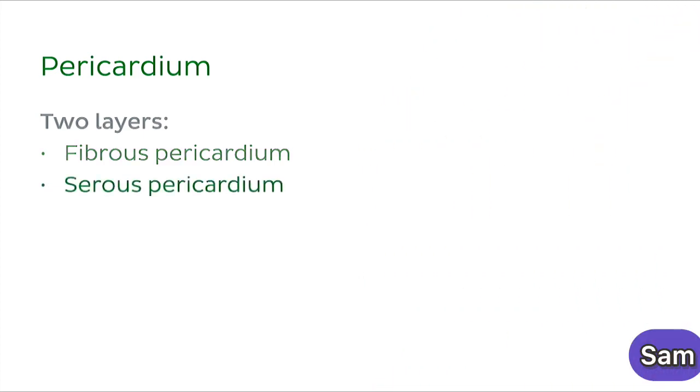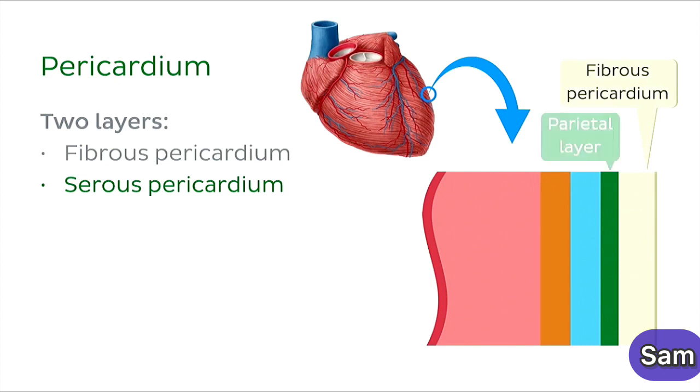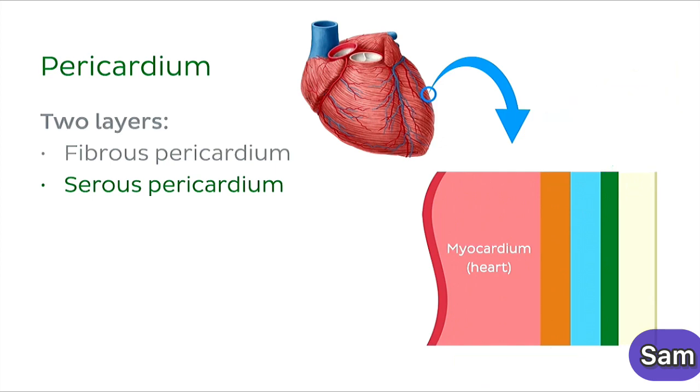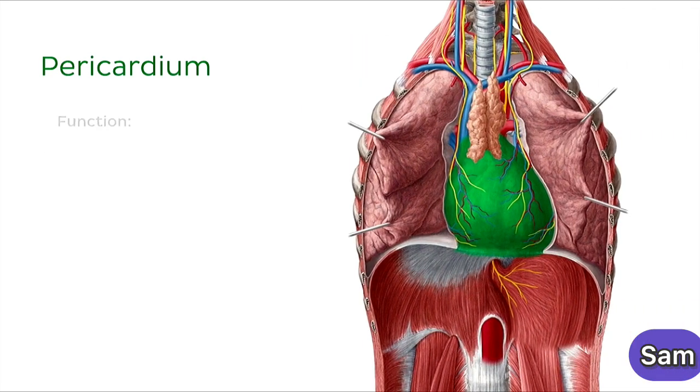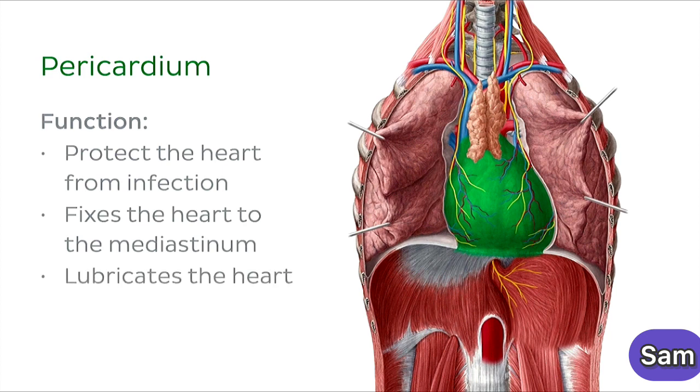Next, we have the serous pericardium, which can actually be divided into two parts. On the inner surface of the fibrous pericardium, we have the parietal layer of the serous pericardium, and adhered directly onto the heart is the visceral layer of the serous pericardium, or more simply known as the epicardium. Between the parietal and visceral layers of the pericardium is a fluid, and this is simply called the pericardial fluid. The pericardium helps to protect the heart from infection while fixing it to the mediastinum, and also provides some lubrication for the heart as it vigorously pumps blood throughout the body.